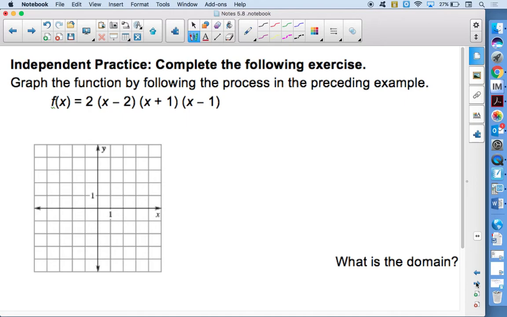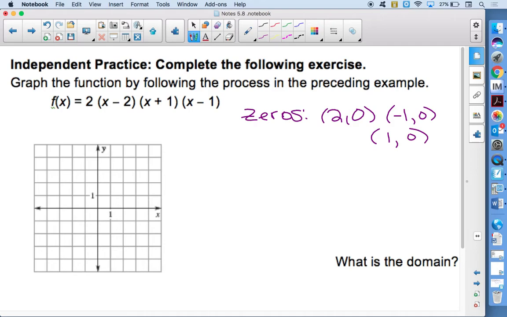So the first thing that we're going to think about would be the zeros, because that's the first thing we found with the other problem. And that's really easy to find because it's already factored. So Tyler, the zeros, Tyler W, are? 2, -1. Yeah, so 2, -1, and +1.